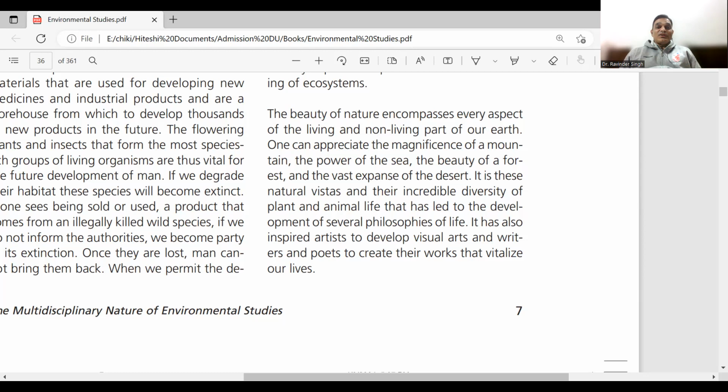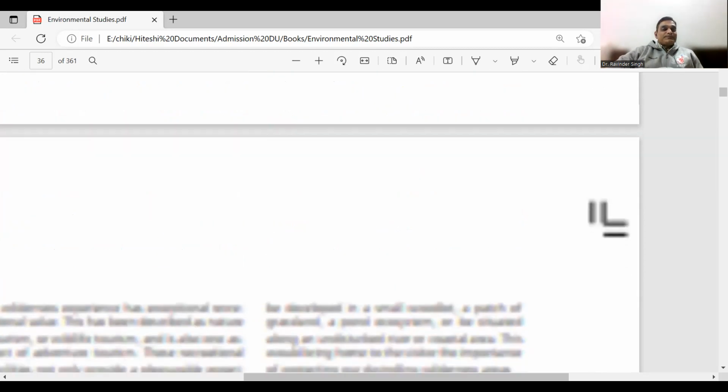It is these natural vistas and their incredible diversity of plant and animal life that has led to the development of several philosophies of life. It has also inspired artists to develop visual arts and writers and poets to create their works that vitalize our lives.